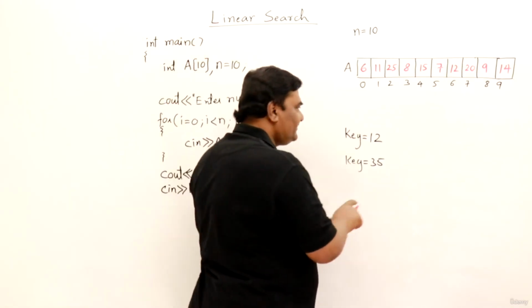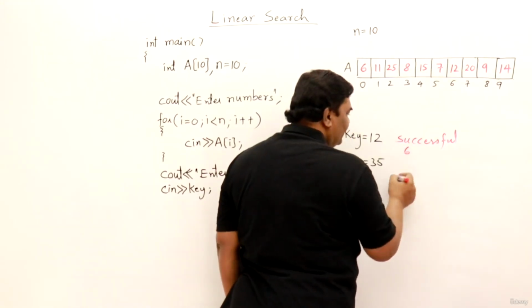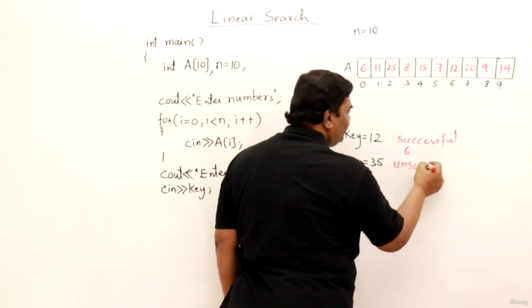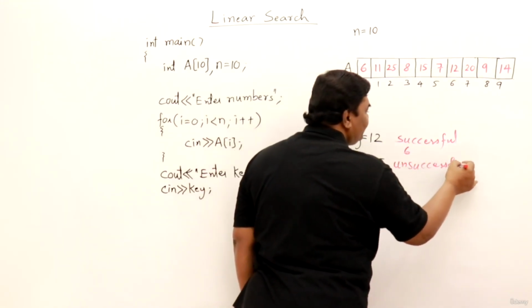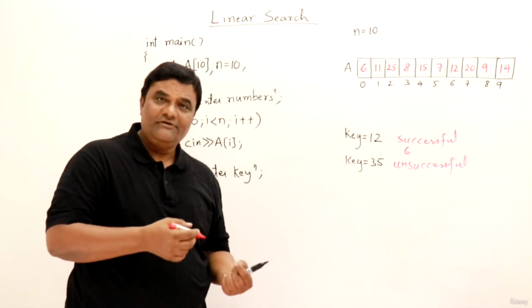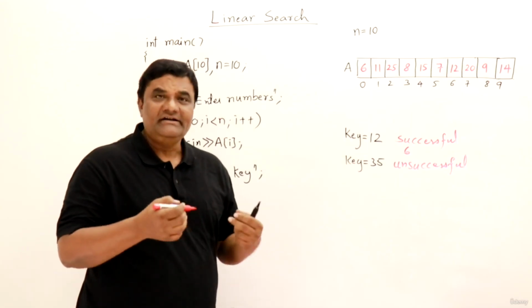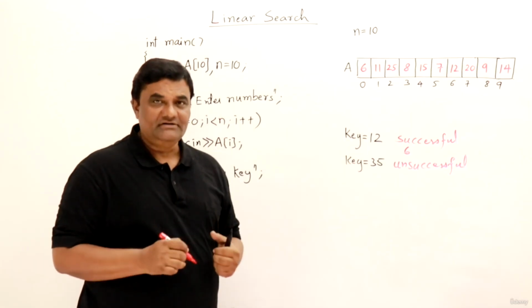So here the search was successful and the index found was 6, and here it is unsuccessful. So the search may be successful or unsuccessful depending on the key that you are searching. It may be found, it may not be found. So it's a simple procedure. Let us write a C++ program for that.